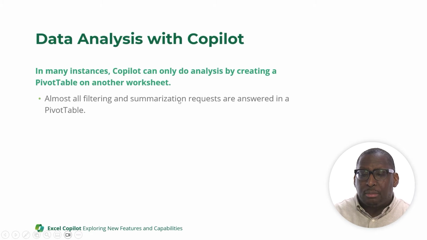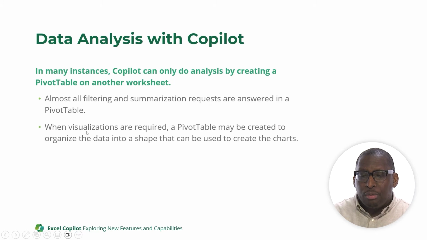Almost all filtering and summarization requests are answered in a pivot table. When visualizations are required, a pivot table may be created to organize the data into a shape that can be used to create the charts. So even when we ask for charts and things, most of the time what it's going to do is give us a pivot table and pivot chart combination.